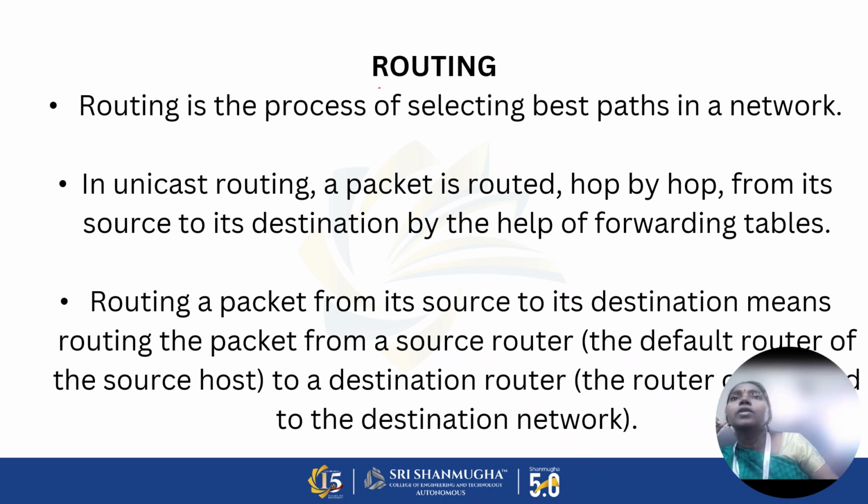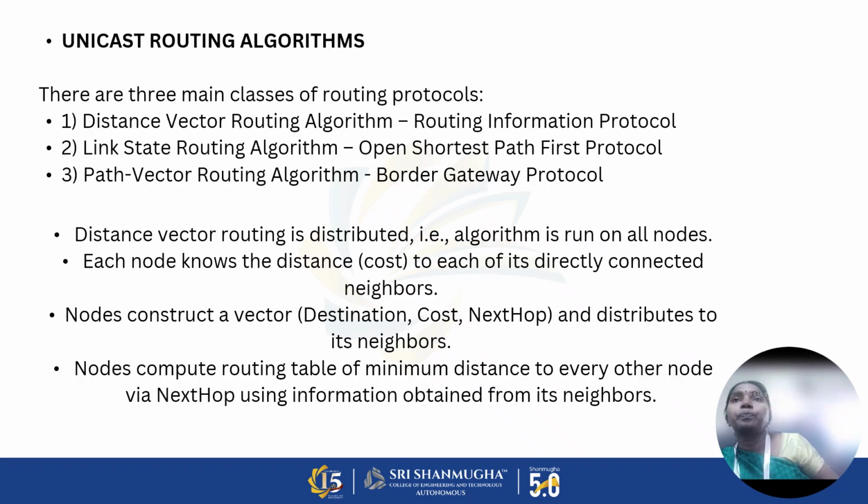So next, routing. Routing is the process of selecting the best path in a network. That's why we are choosing routing. A packet is routed hop by hop from its source to its destination by the help of forwarding tables. Routing a packet from its source to its destination means routing the packet from the source router, the default router of the source host, to a destination router, the router connected to the destination network.